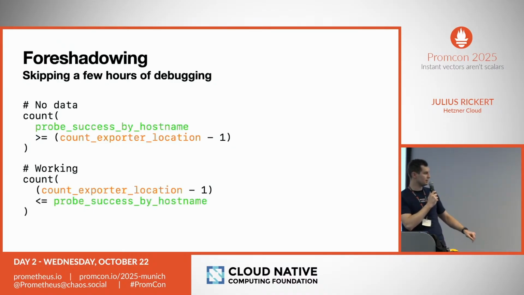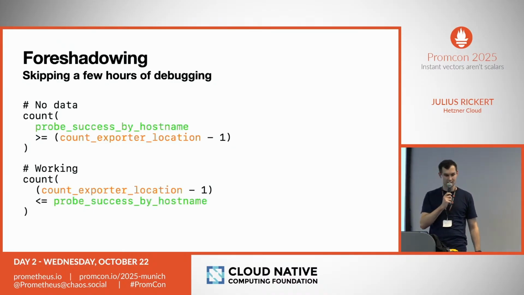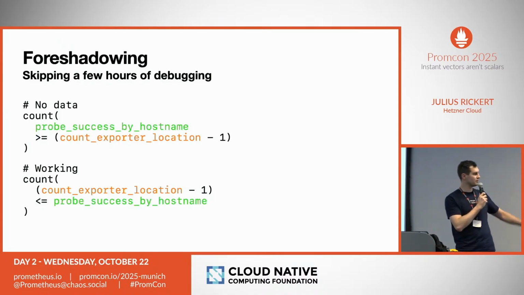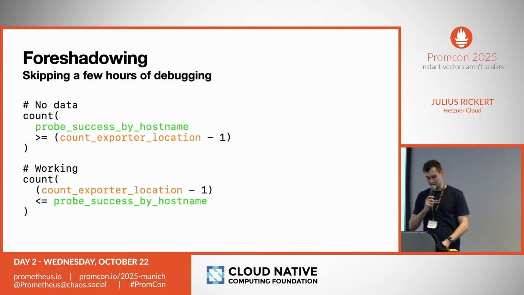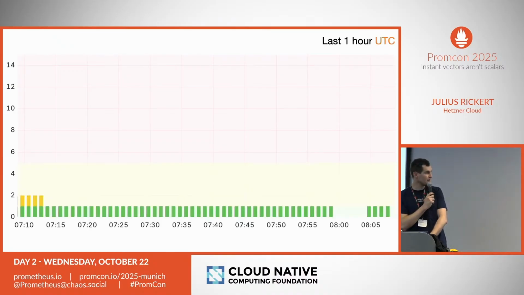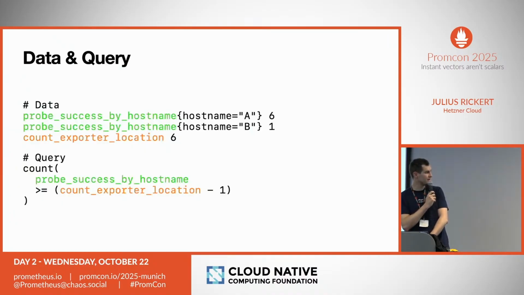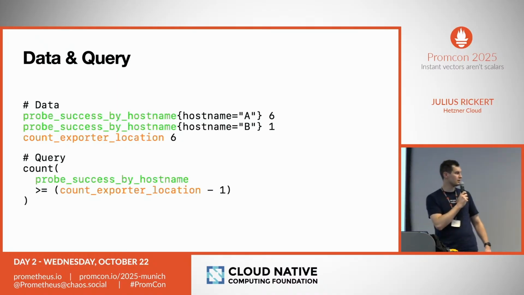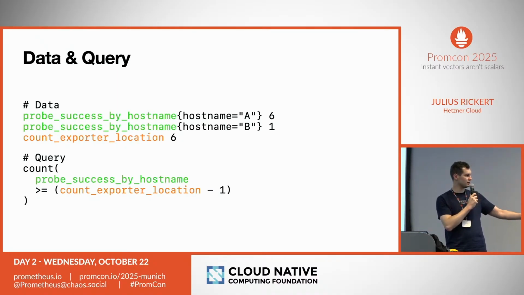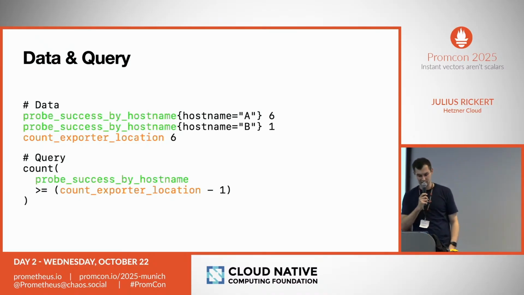Then I turned things around, I just switched things, and then it worked. And I was wondering why. This is kind of how the data looks. Importantly, the exporter location counter doesn't have any labels that might become important later. And there you can see the query again.